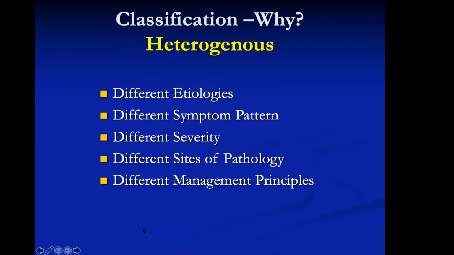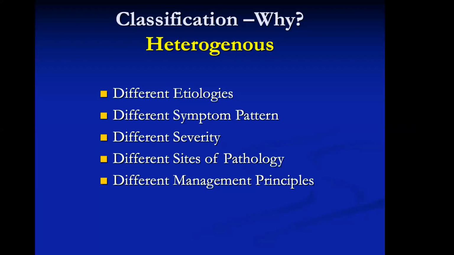The reason I showed you all these cases is because it is not a homogeneous entity. So today's topic is spondylolisthesis. Spondylolisthesis is not one particular entity. It is just a definition saying that one vertebra slips on top of the other. So it is heterogeneous in nature. There are different etiologies and different symptom patterns. You saw degenerative listhesis in young and elderly. You saw spondylolytic listhesis.